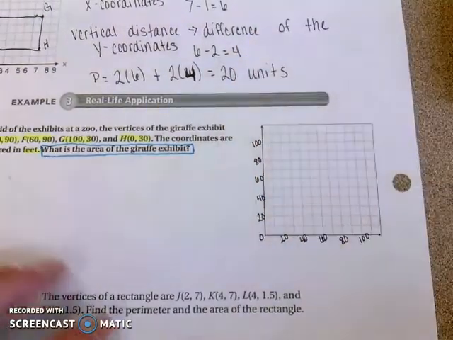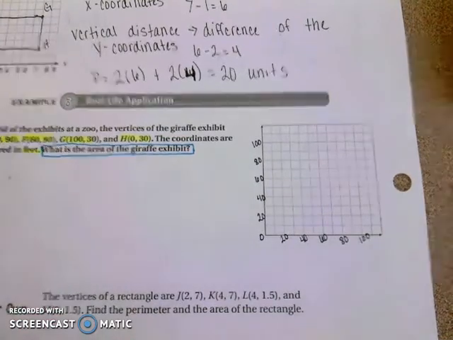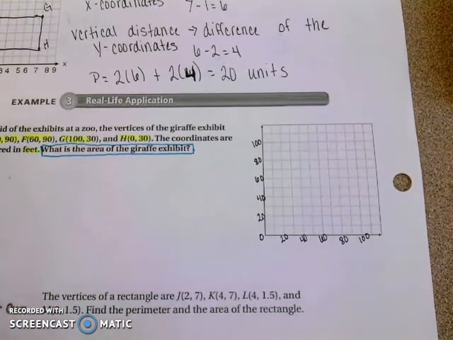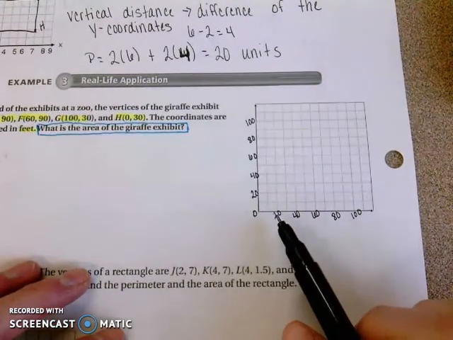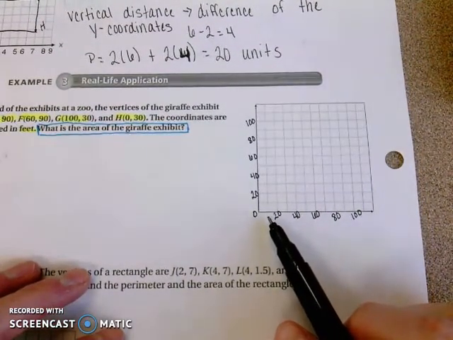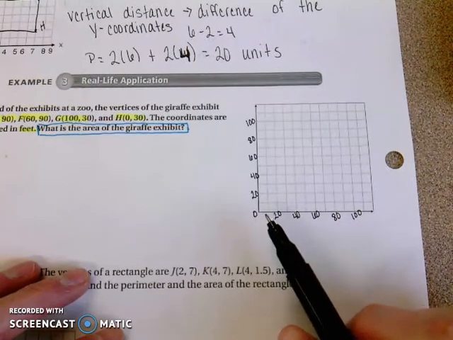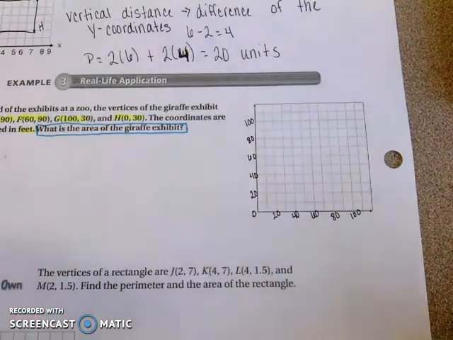And I just didn't write every single number just so it doesn't look very messy. If I wrote 10, 20, 30, 40, it would just look really messy. So even though I skipped that line, I know it's a 10 there because 10 is halfway between 0 and 20. So now we can go ahead and graph our exhibit.